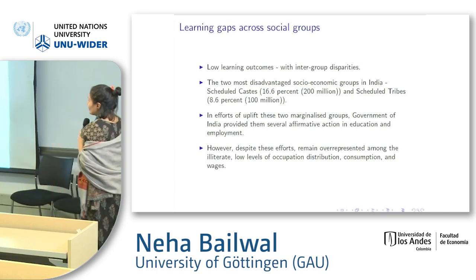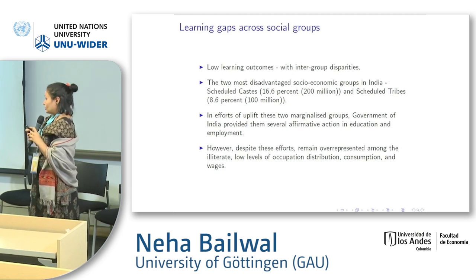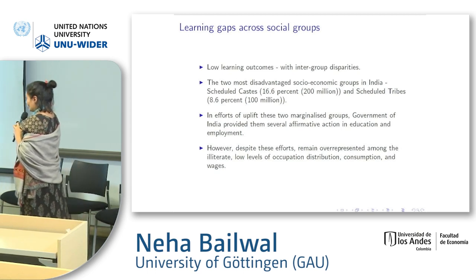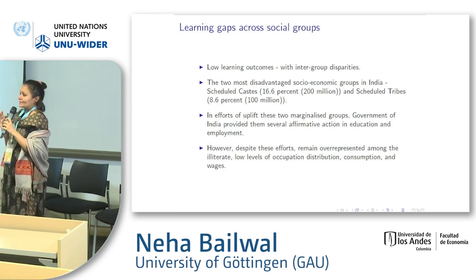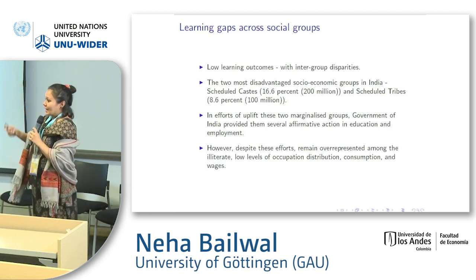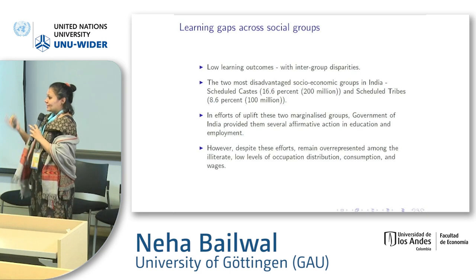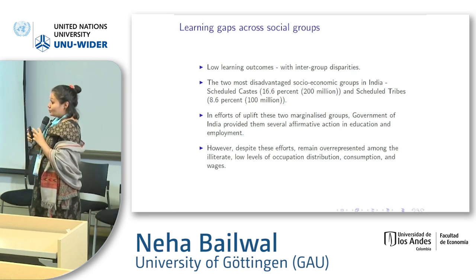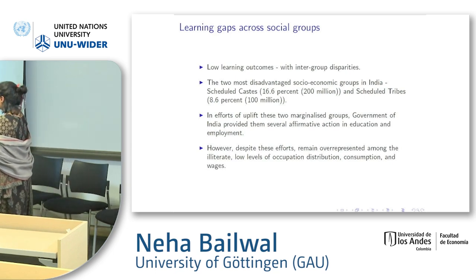But what I'm going to talk about is not only that these learning outcomes are low, but that there are huge intergroup disparities in these learning outcomes. And the group that I'm talking about is a social group. Some of you might be aware that India has the traditional caste system, where some people are placed by birth. There is a social hierarchical system where some groups are placed at the top of this hierarchy, some are at the bottom by birth, and some are outcasted, not part of these hierarchies. The two groups which are not part of this entire hierarchy are considered the two most disadvantaged socioeconomic groups in India.